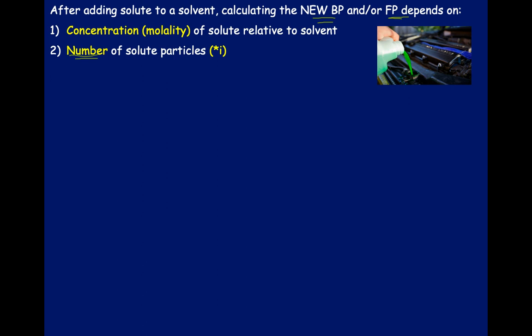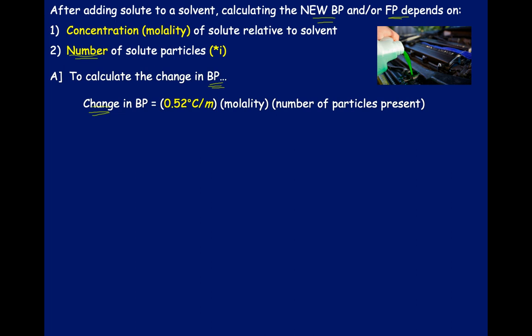If you have these two pieces of data, you then can calculate the change in the boiling point or the freezing point. The change in the boiling point, not the new boiling point, is going to use a special constant that's only for liquid water. We're going to memorize 0.52 times the molality times the number of particles. So there's your 0.52, there's the molality in M, and here's the number of particles. Notice that you'll cancel out your molality and be left in Celsius. The number of particles is a counting unit, so it has no units.